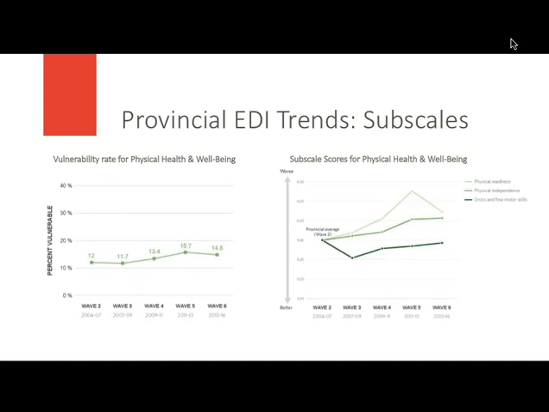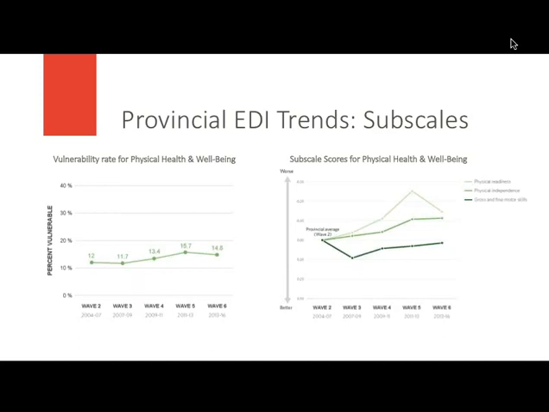And quite different than the other 2, gross and fine motor skills actually started off getting better when we went from wave 2 to wave 3, and it's been slowly getting a little worse after that. So we have 3 different patterns. And so we are learning something about physical health and well-being, which is different across the different subscales, at least provincially.